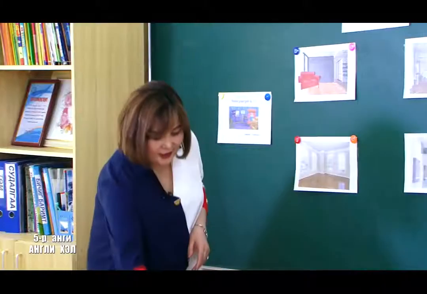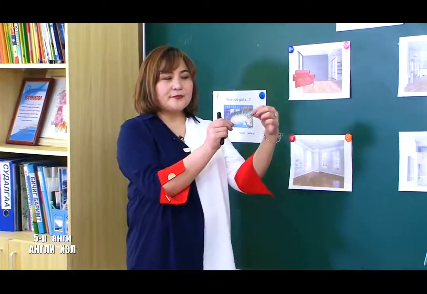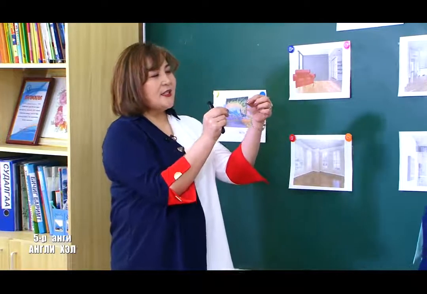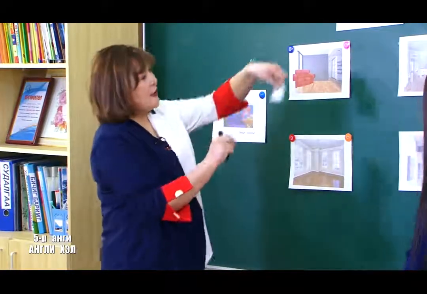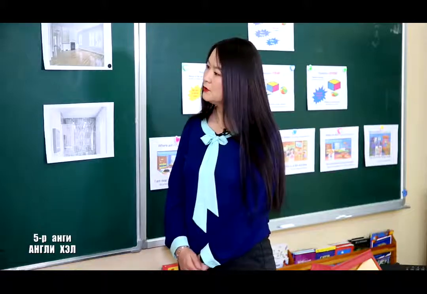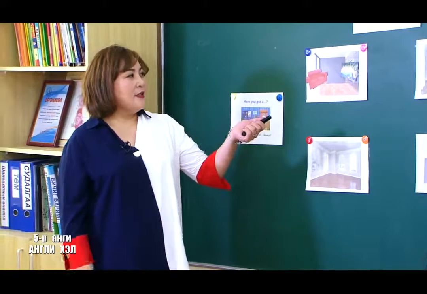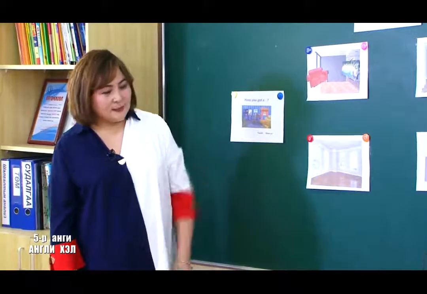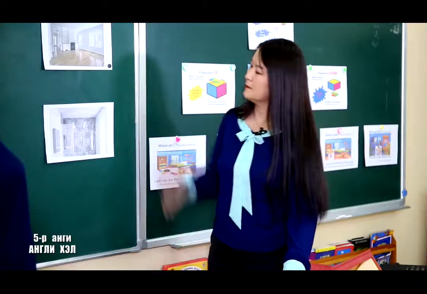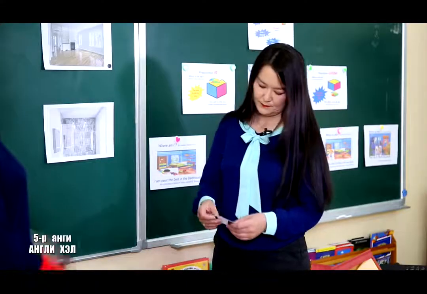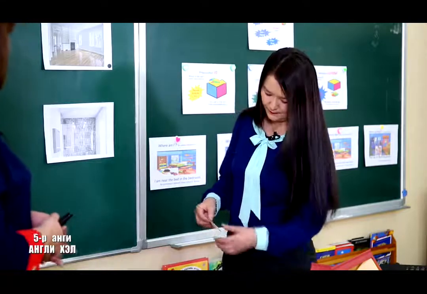Very good. What is this? This is a TV. Have you got a TV? Yes, I have got a TV. Very good. Next picture. This is a kitchen.